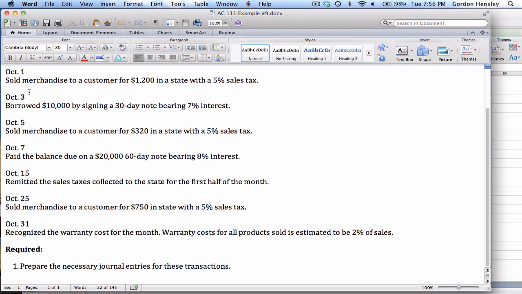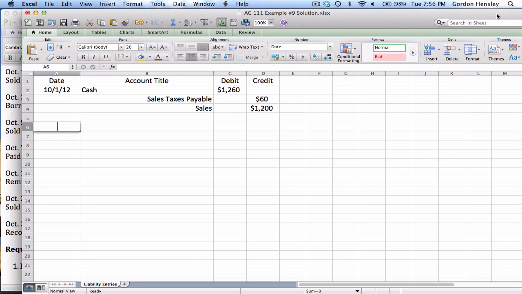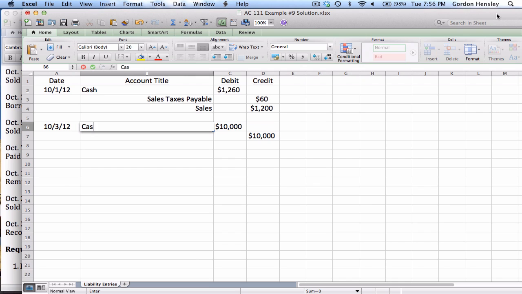Now October the 3rd, we borrowed $10,000 by signing a 30-day note bearing 7% interest. So from time to time we have situations like that where we borrow money. So we'll date this October the 3rd. How much are we borrowing? $10,000. So this will be a $10,000 journal entry. Since we are borrowing money, we will be receiving the money, so we can debit cash. And on the credit side, that's going to be a liability, but it's a specific type of liability, note payable.